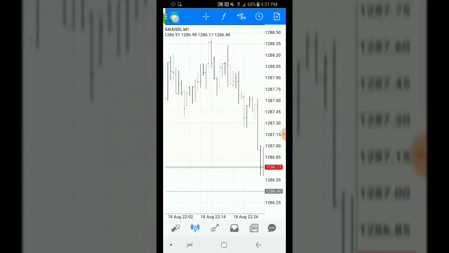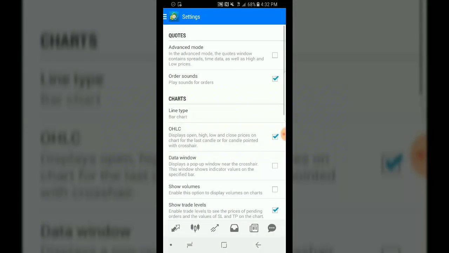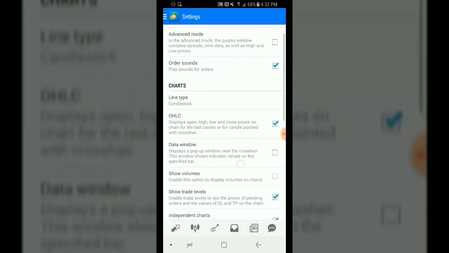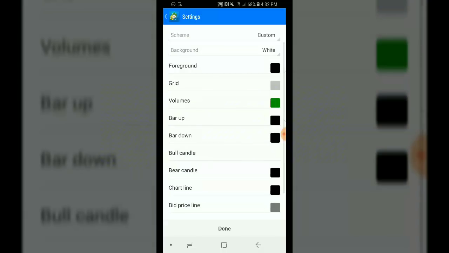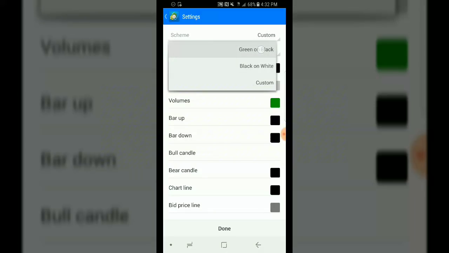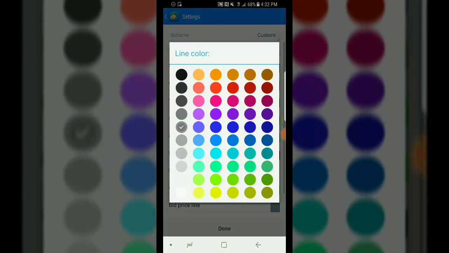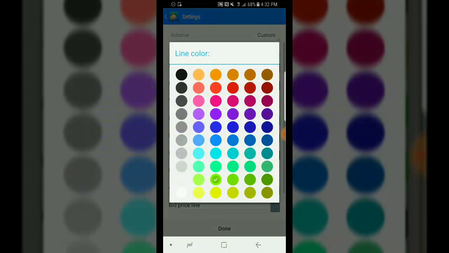So you click over here in the top left corner, and then you bring it down. We're going to go to the settings right here on the bottom, and I'm going to change the line to a candlestick, and I'm going to scroll all the way up, and I'm going to choose colors, go to custom, and I'm going to pick green on black. And then foreground, I'm going to change it to the fourth gray down. The grid, I'm going to go to the third one down. Volumes, I'm going to change to yellow. And the bar up is green, your bar down can be red.